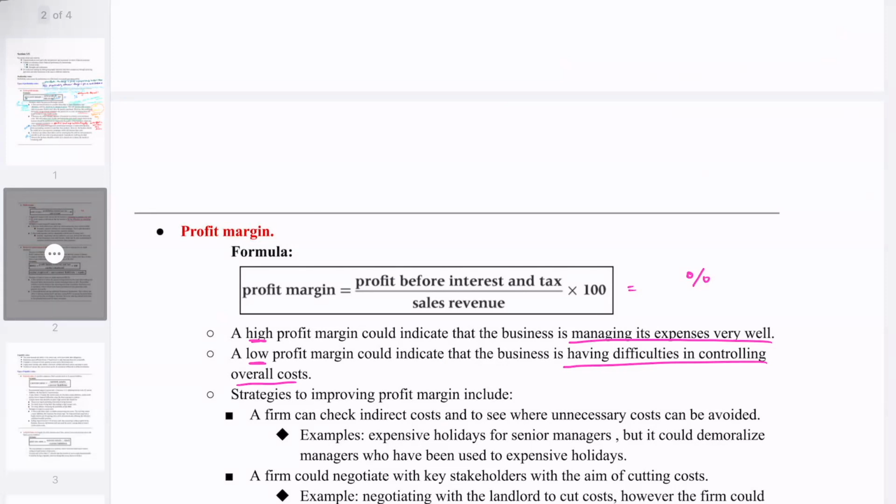Strategies to improve profit margin include that a firm can check its indirect costs and see where unnecessary costs can be avoided. So basically they want to end up cutting costs overall.